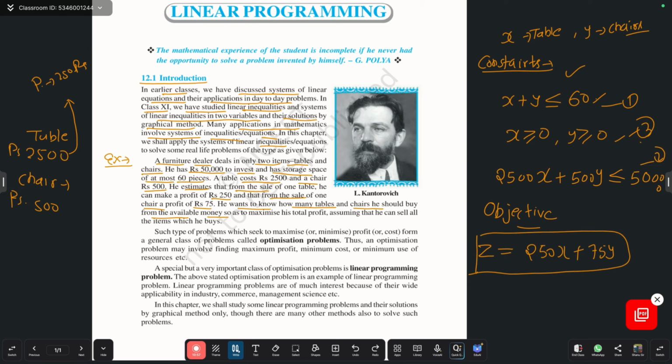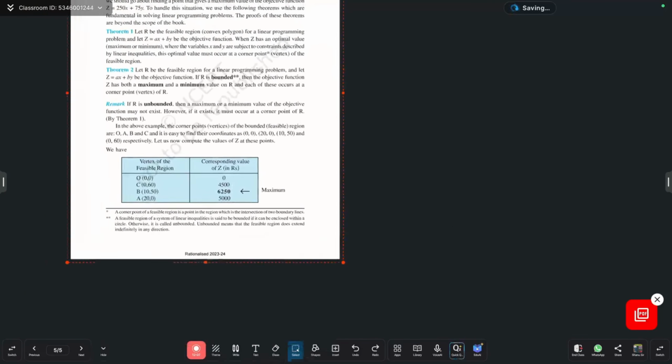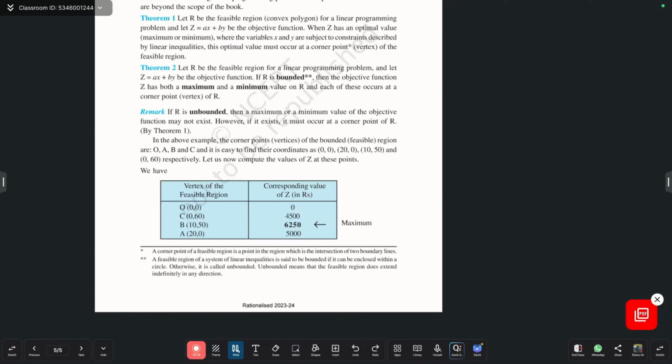Then this is how to formulate the problem, but how to solve the problem? For that we will be using the graphical method. To solve this, you should know 2 theorems. Okay, 2 theorems. Theorem number 1.